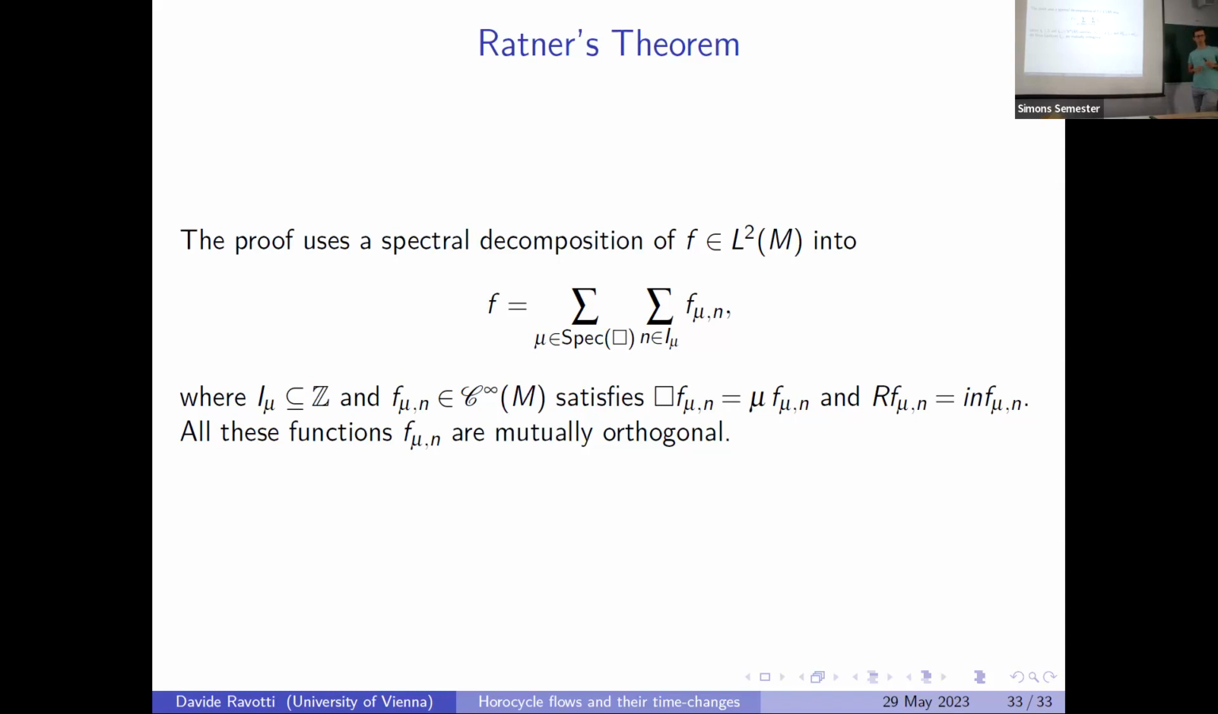The set of n is just some subset of the integers. It's explicit in the sense that it depends on what the eigenvalue is. If the eigenvalue is positive, it's going to be all of Z. If the eigenvalue is negative, it's going to be just a subset of Z. So I'll stop here for this.